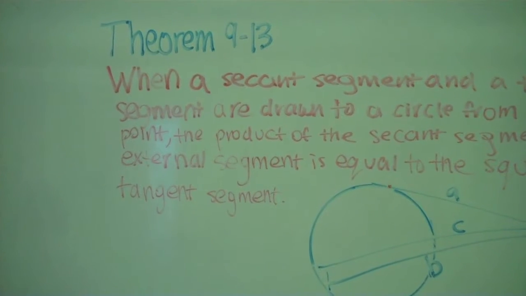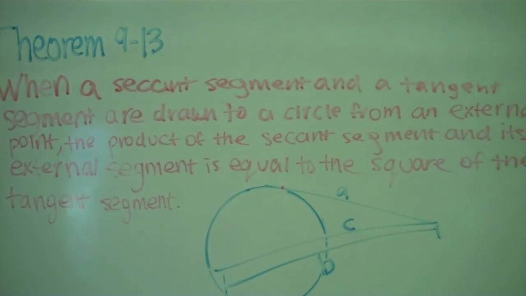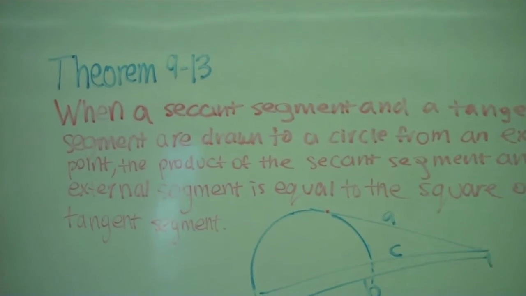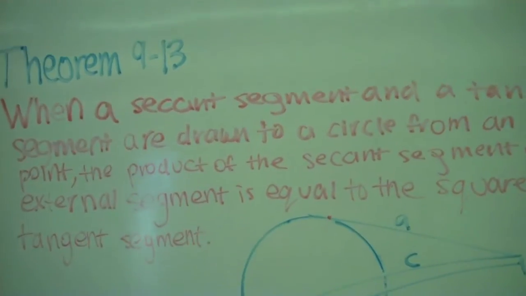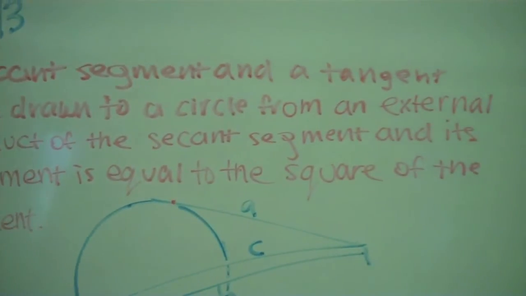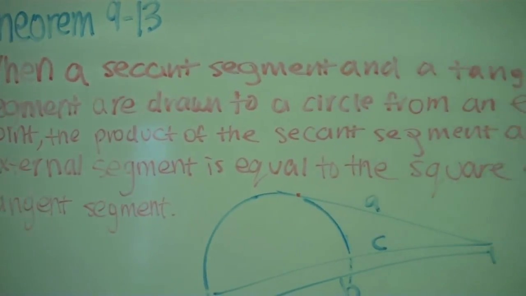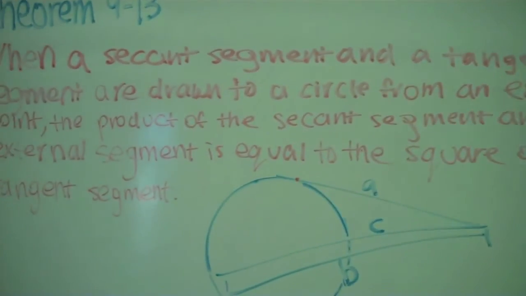Theorem 9.13. When a secant segment and a tangent segment are drawn to a circle from an external point, the product of the secant segment and its external segment is equal to the square of the tangent segment.